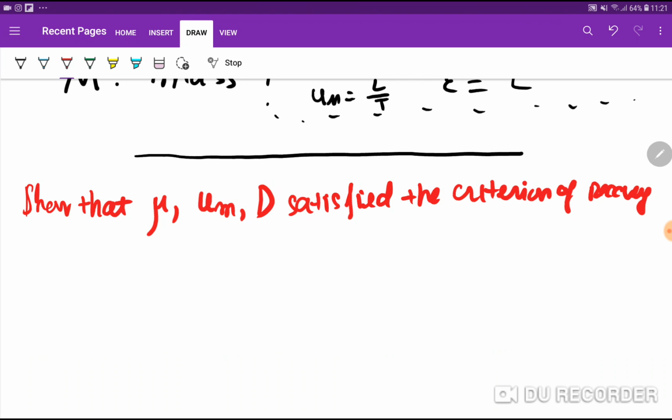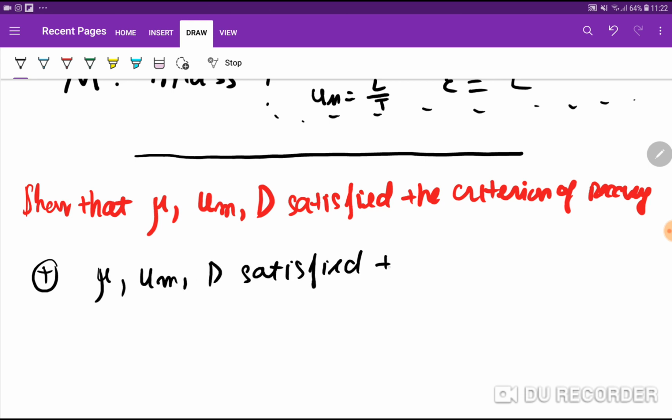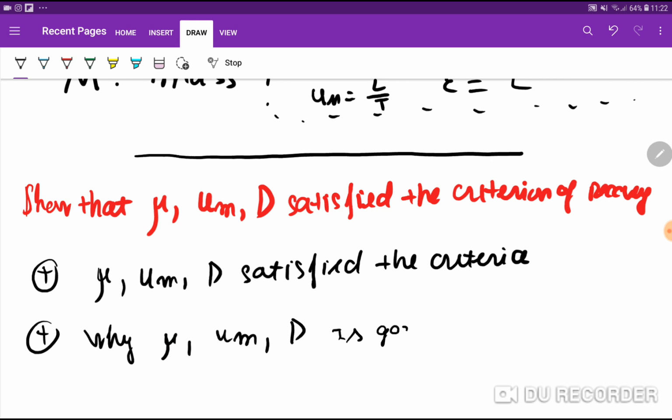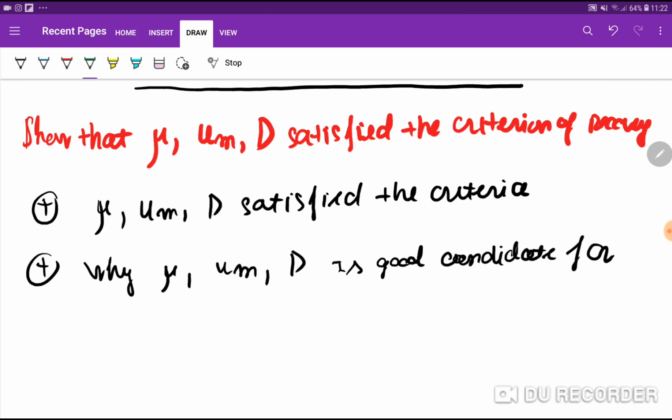It is quite a long video. I will show you guys why mu, UM, and D satisfy the criterion for recovery and why three of them is a good choice for the primary quantities. So let me write down: mu, UM, and D satisfy the criteria, and also why mu, UM, and D is a good candidate for primary quantity.